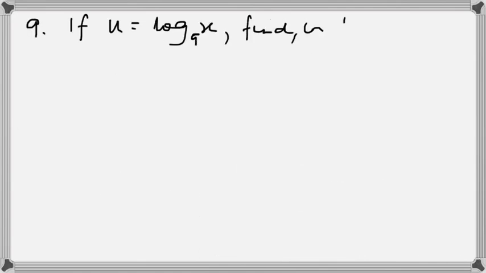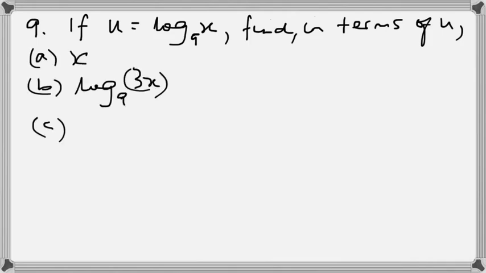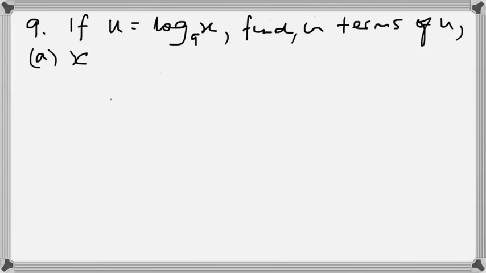Now let's go with question 9 and see what that says. Now we're on a roll. We're saying that if u equals log of x to the base 9, find in terms of u three things. First of all, x, then log of 3x to the base 9, and log of 81 to the base x. Okay, let's go with the first one. That's a. Alright, here we go.